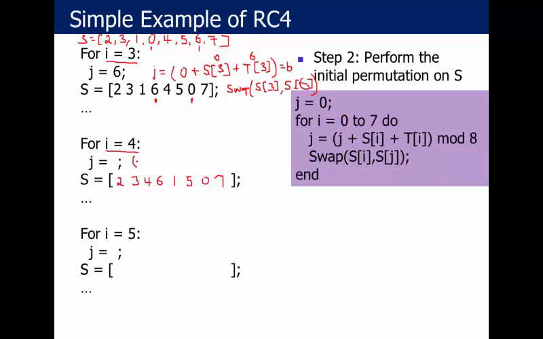So J equals, what is the current J? 6. So 6 plus, and then Si is 4, plus T sub 4. I equals 3 we've done already. One more time? Then how come everybody is the same?